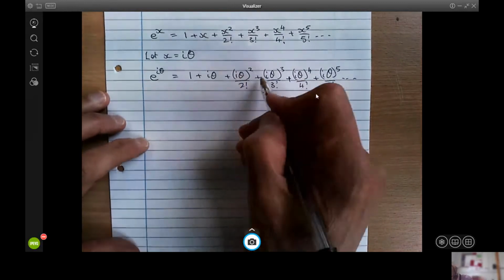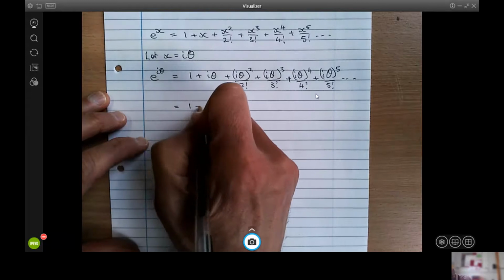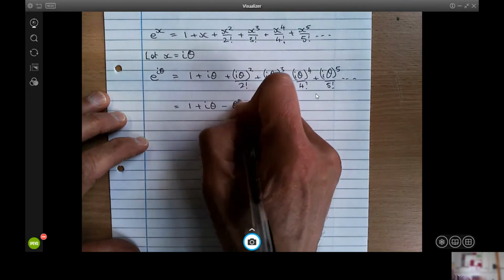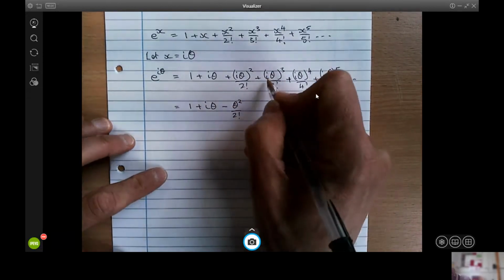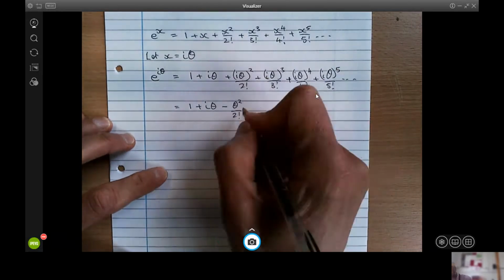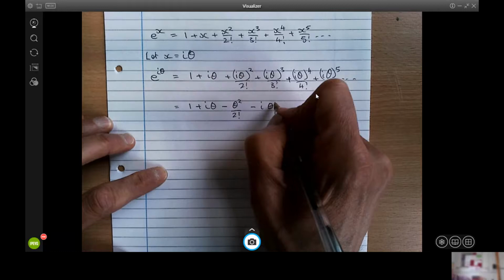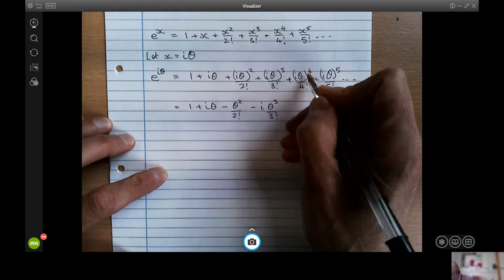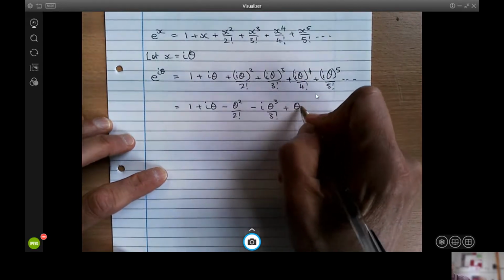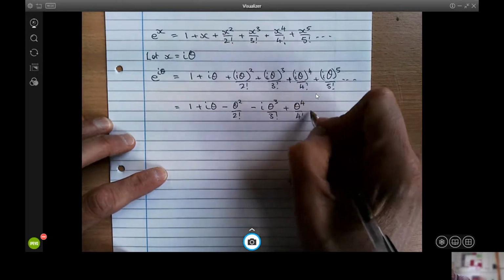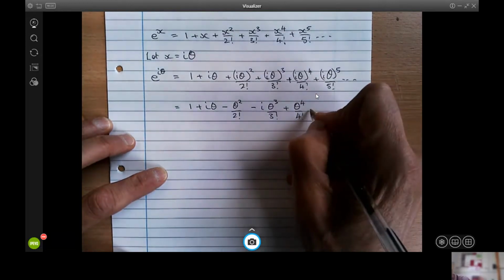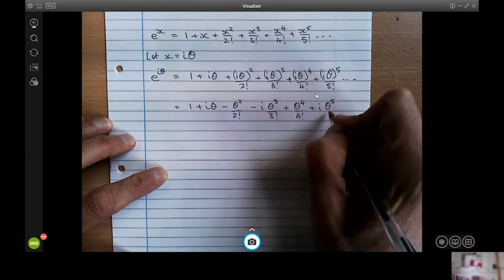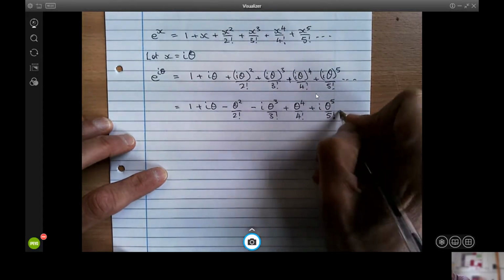Now, we can simplify this. It's 1 plus i theta. i squared is minus 1, so this is minus theta squared over 2 factorial. i cubed is minus i, so this is minus i theta cubed over 3 factorial. i to the power of 4 is just 1, so this is plus theta to the power of 4 over 4 factorial. i to the power of 5 is again i, positive i, so plus i theta to the power of 5 over 5 factorial, and so on.